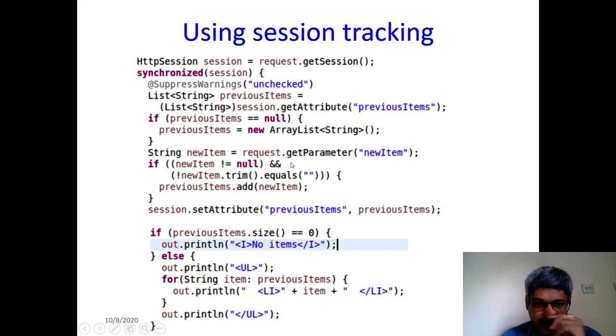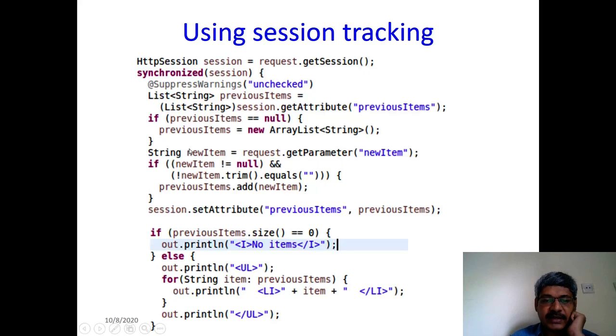Basically, in a form I am sending a new item which I need to buy. I am getting that as request.getParameter newItem from the form field. I will show you the example in the demo. So I am verifying that newItem is not equal to null, meaning newItem is set and has a value, and not newItem.trim equals empty. If you are just putting blanks, there is no point in adding it. If not, I add that value to the previousItems ArrayList.